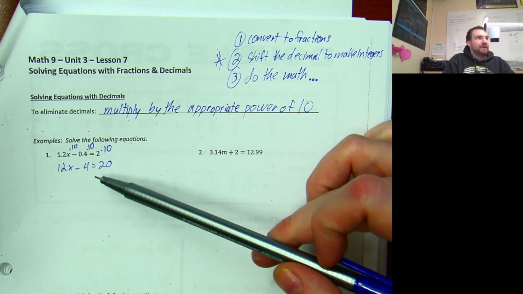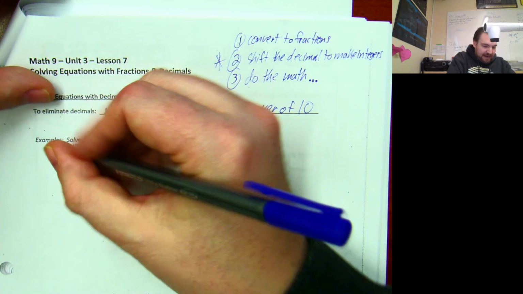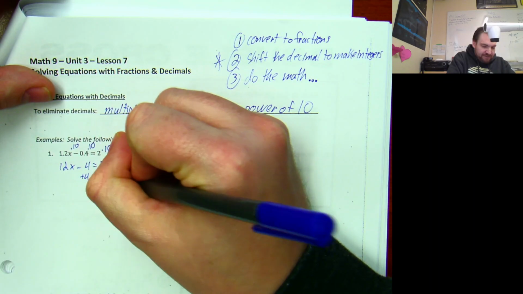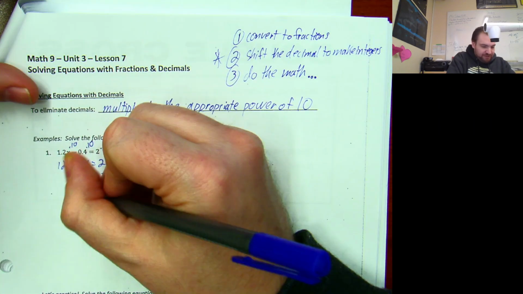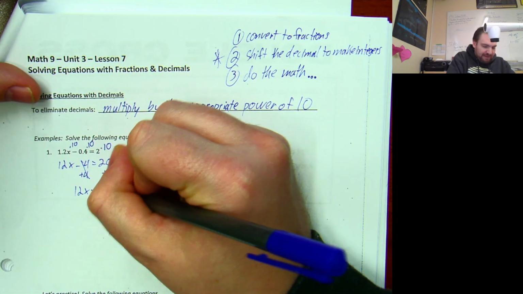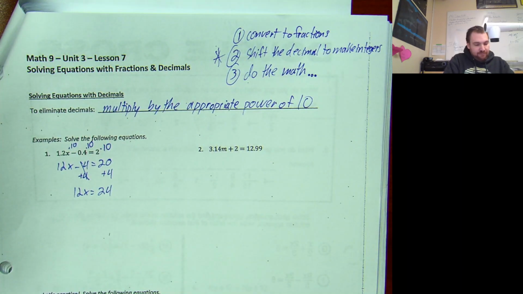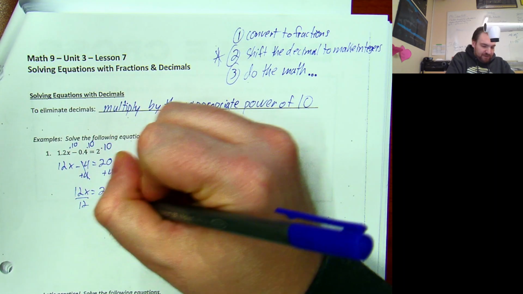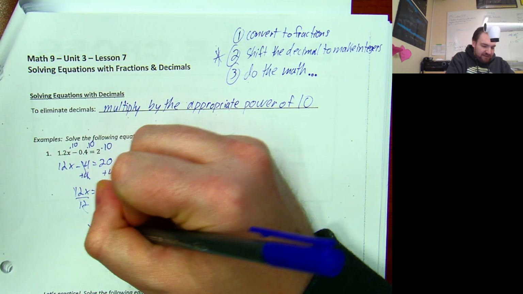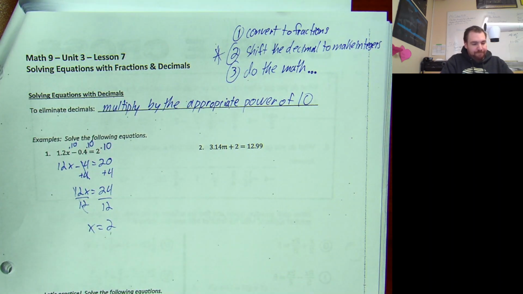What's my next step going to be? Adding 4 to both sides. So it's going to give me 12x equals 24. And then my last step is going to be to do what? Divide by 12, divide by 12, x equals 2. Cool.